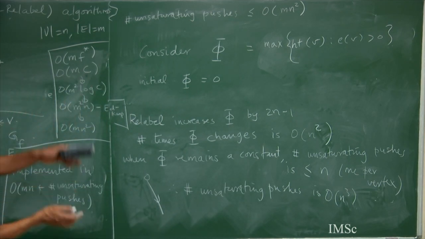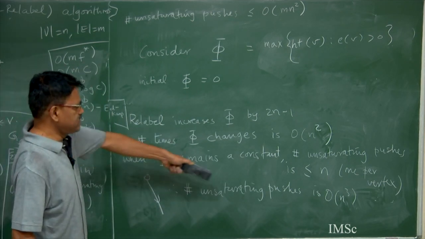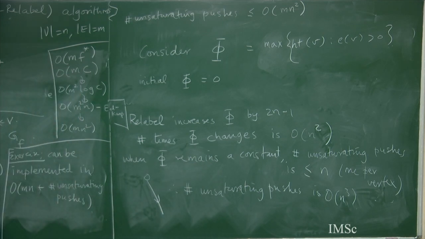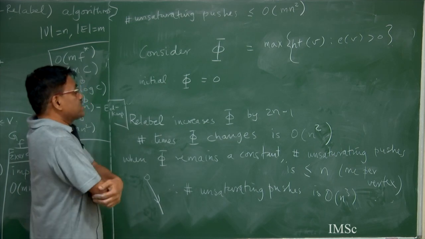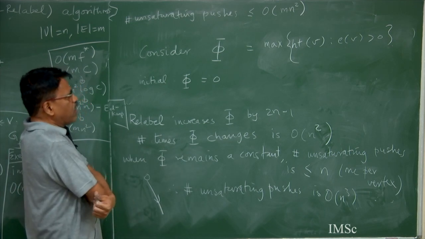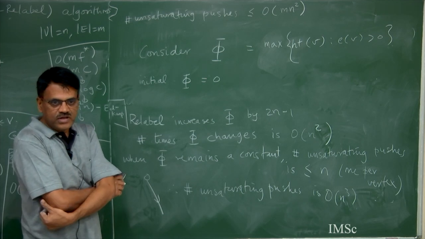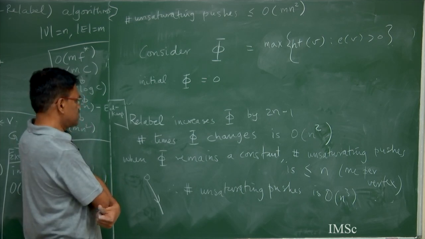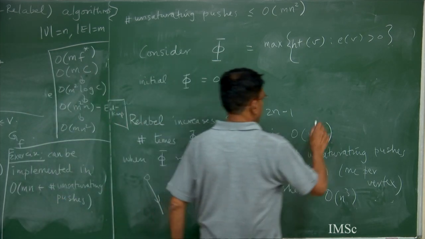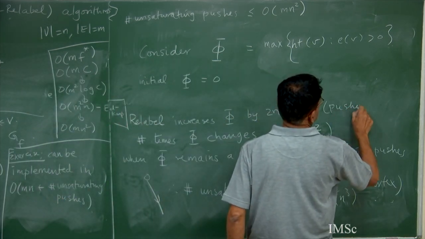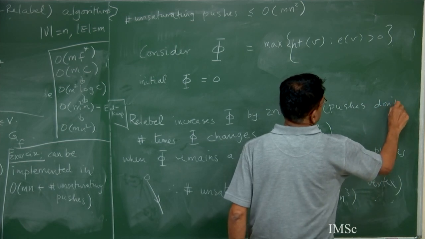Because n squared different changes at phi, and each time I might do unsaturating pushes, it is n cubed. This assumes that I am actually pushing from a higher vertex to a lower vertex, the vertex with the highest excess. Where am I using that? Because pushes decrease, don't increase.